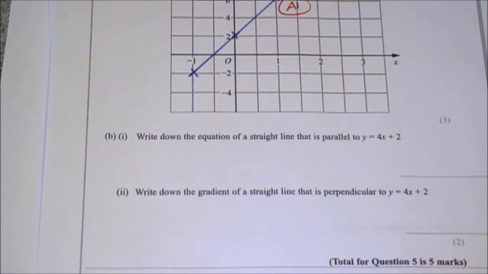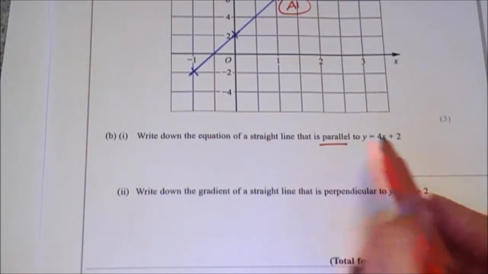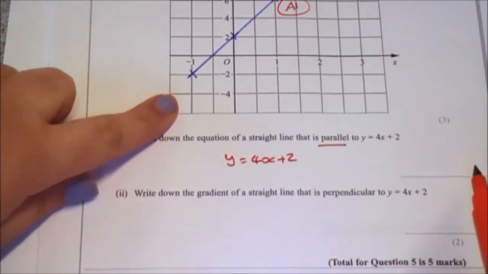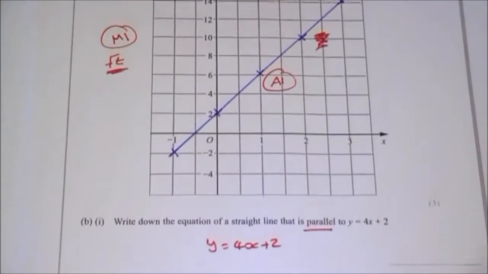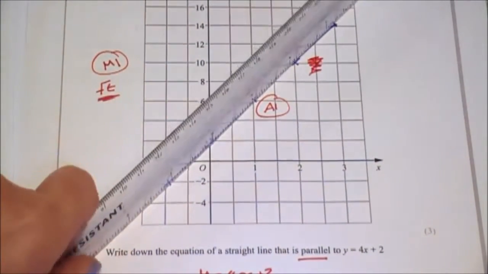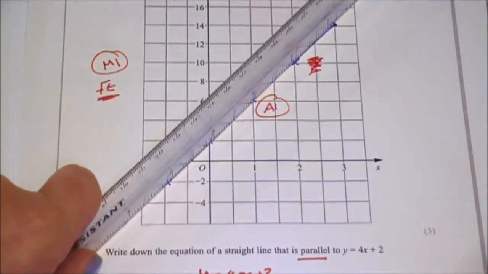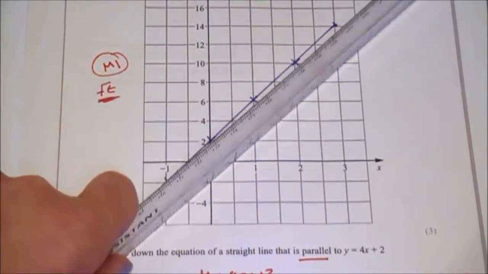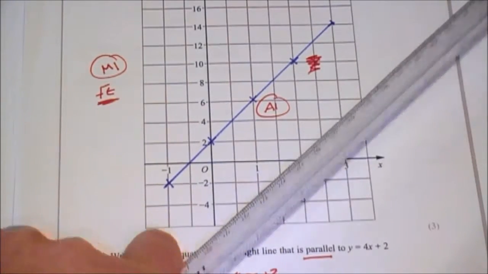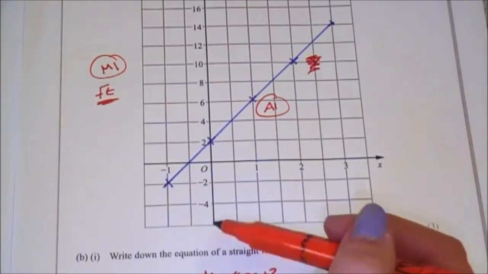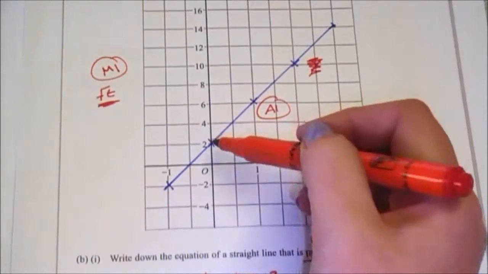Part B wants you to write down the equation of a straight line that's parallel to y equals 4x plus 2. So that was that line there, y equals 4x plus 2. Now, hopefully, you know that parallel lines are like train tracks. They run alongside each other and don't touch. So if that is our line, a parallel line might be there, or there, or there, or there, or there, or there.